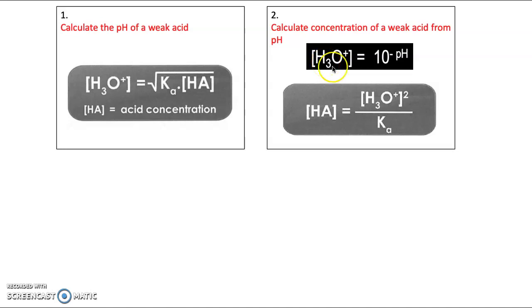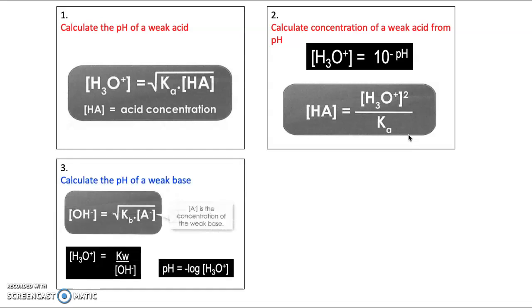From there, we then use the hydronium concentration, and it is squared divided by the Ka. For a full detailed explanation on how we derive this, you will need to go back to one of the previous videos where the full detail is provided.